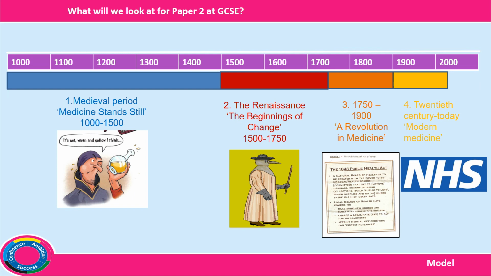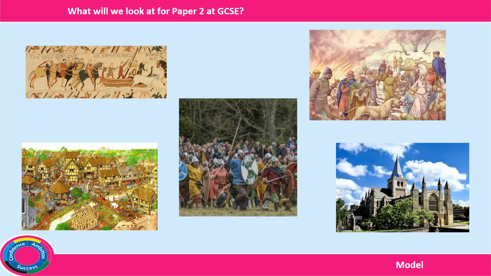And finally, we move on to the 20th and into the 21st centuries, where we look at advances which were made as a direct result of warfare, so World War One and World War Two. We also look at the creation of the NHS, as well as scientific discoveries such as DNA, which have huge implications on public health.